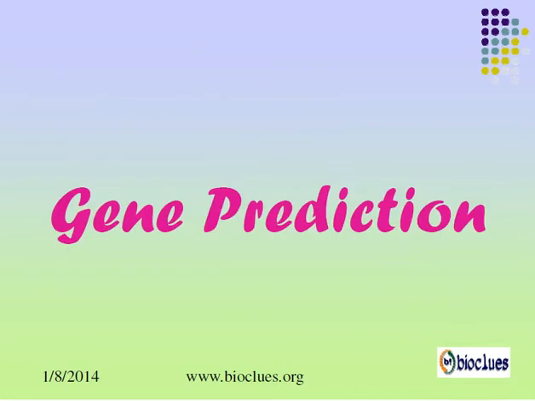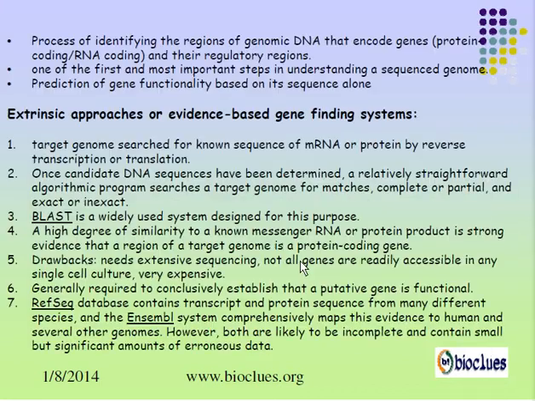All right, next comes gene prediction. Gene prediction is a process of identifying the regions of genomic DNA that encode genes and their related regulatory regions. And this is the first and the most important step of understanding a sequenced genome. And we should not forget that the functionality of a gene and its prediction is based only on the sequence.